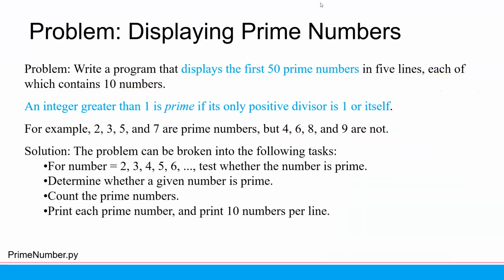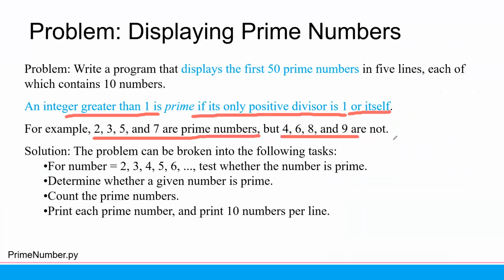A prime number is an integer greater than 1 whose only positive divisors are 1 and itself. Okay. The definition is, 2, 3, 5, 7 are prime numbers. 4, 6, 8, 9 are not. Because we can only divide 2 by 1 and 2. We can only divide 3 by 1 and 3. We can divide 5 by 1 and 5. We can divide 7 by 1 and 7, and so on. We can divide only by 1 or itself.